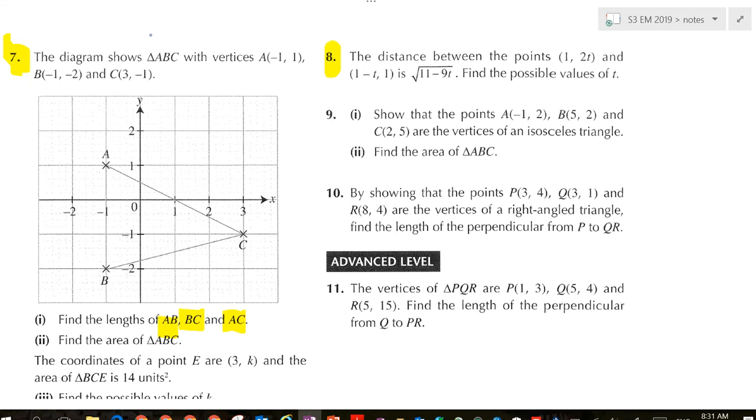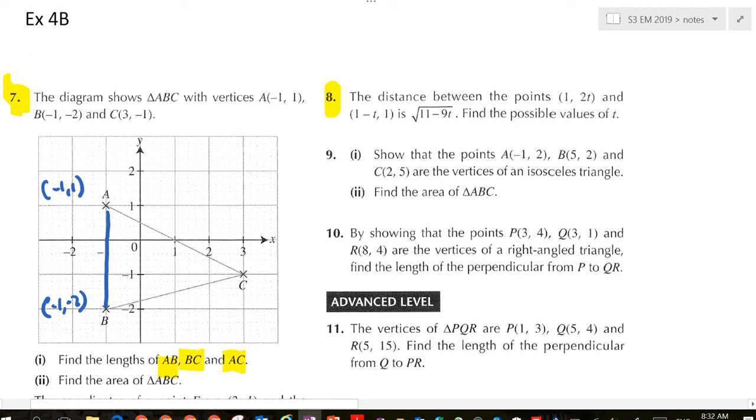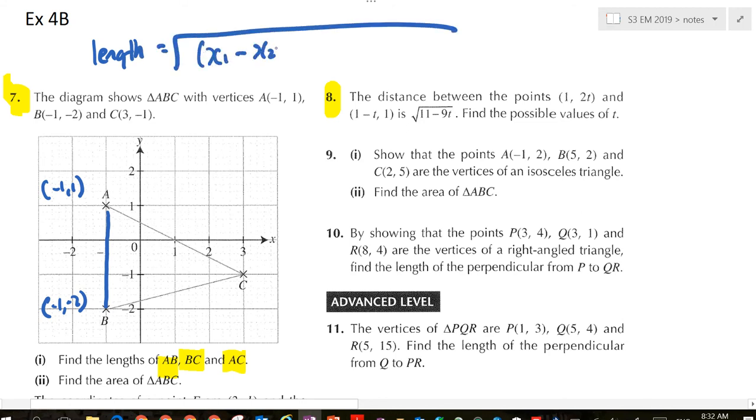Length, leh. This one, the coordinate is minus 1, 1. This one is minus 1, minus 2. Do you know for vertical length, you can just count the squares? Only for slant length, you need to use a formula. And by the way, what is the formula for length? (x1 minus x2) squared plus (y1 minus y2) squared.